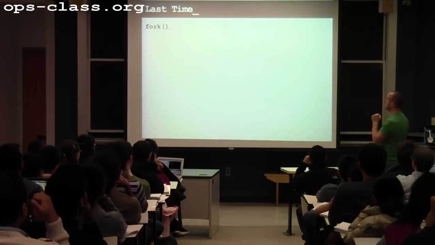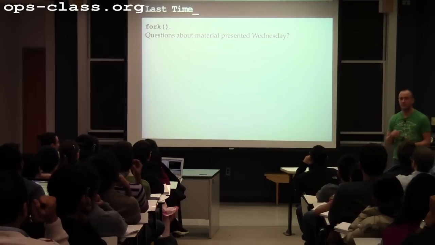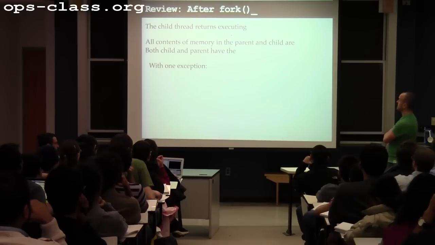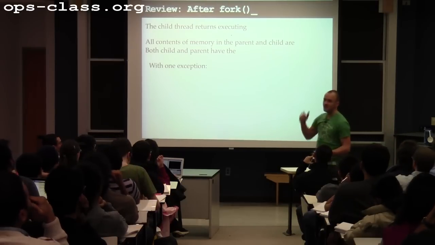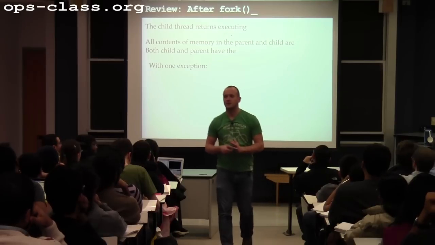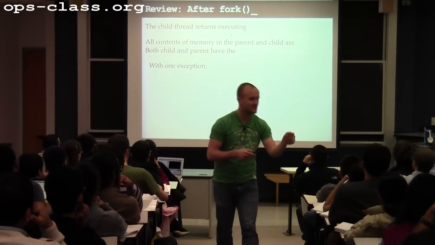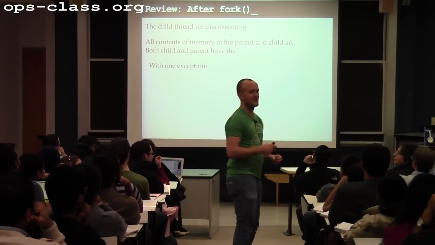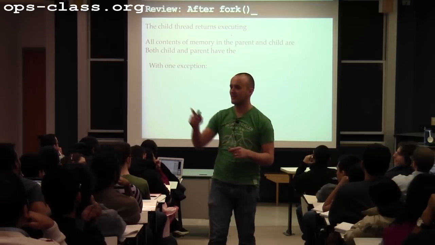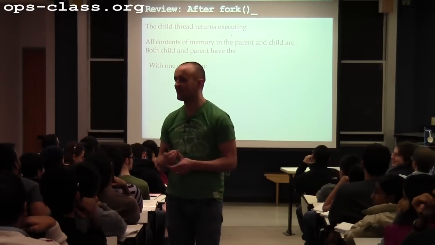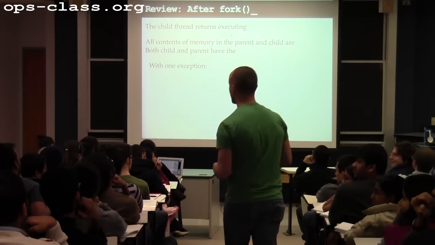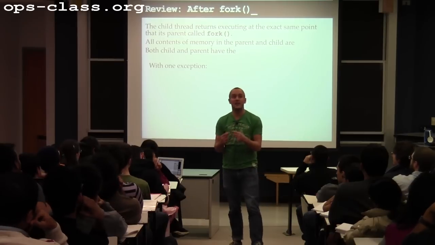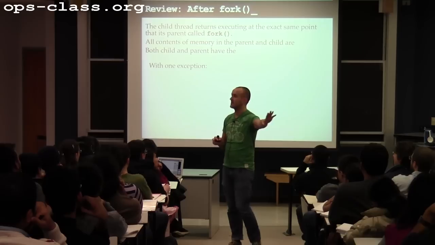All right, so last time we talked about fork. Any questions about Wednesday's material before we go on? I'll give you a brief review. So what happens after fork? The child thread starts executing where? Where it left off, where the parent left off. Exactly where the parent called fork, right? The child starts life thinking that it just called fork. Everything else is exactly the same, right?